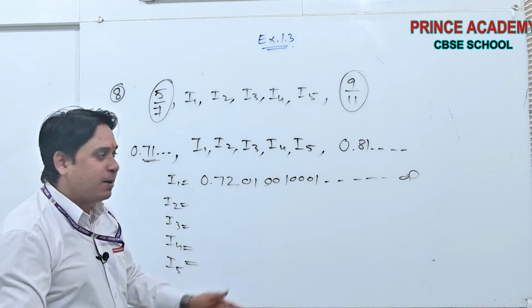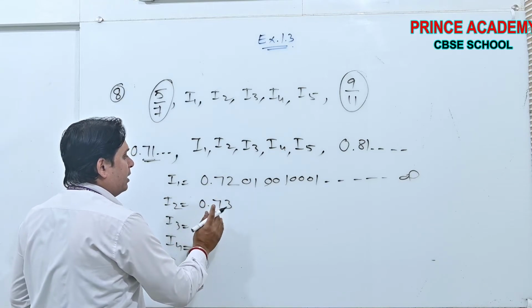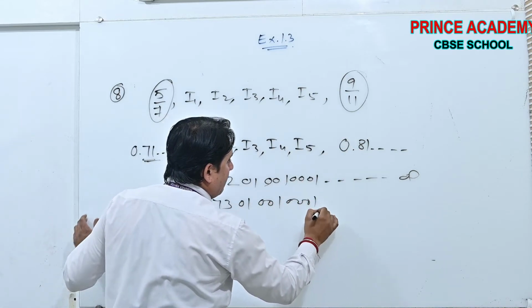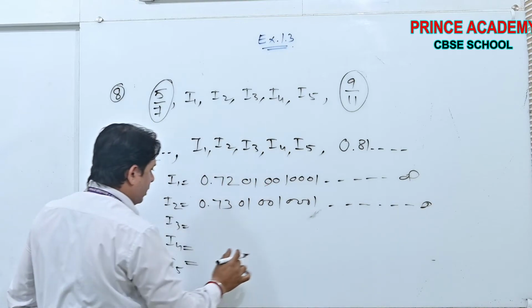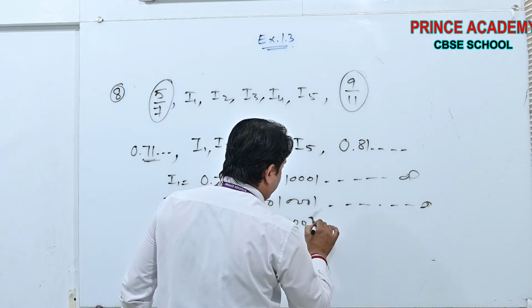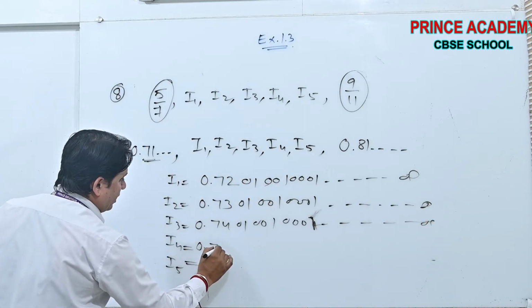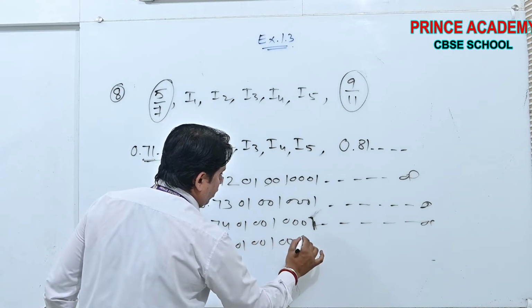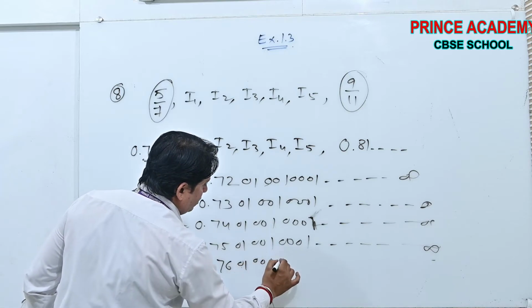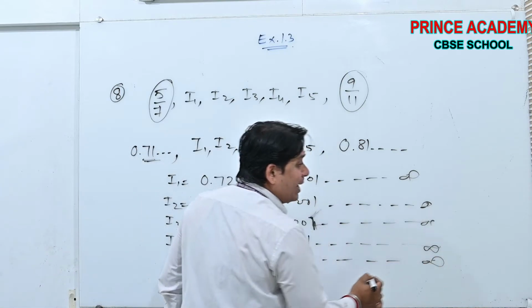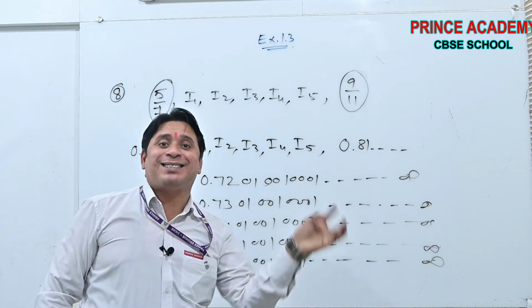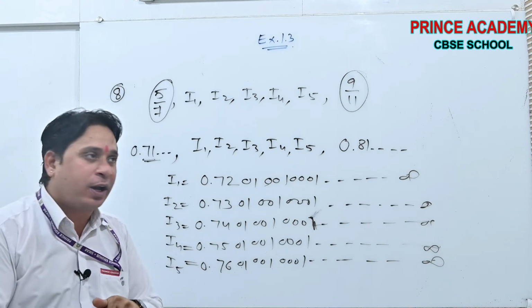Now 0.73 is greater than this and less than this, satisfying the condition. Make it irrational by the simple funda. 0.74, 01, 001, 0001 and up to infinity. 0.75, 01, 001, 0001 and so on up to infinity. 0.76, 01, 001, 0001 and up to infinity. Choice is yours, beta. Only you have to satisfy the condition asked in the question. This is the fact. Okay, done beta.